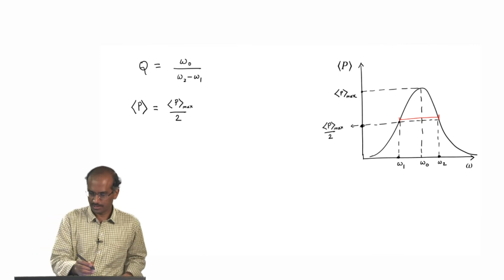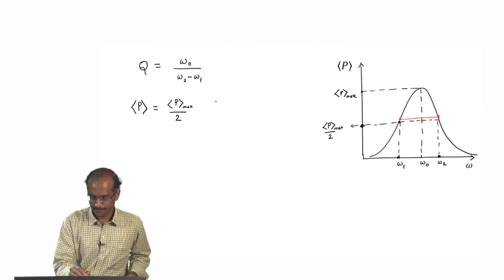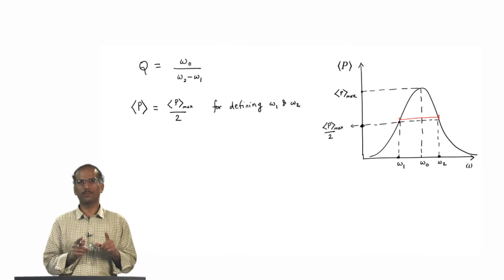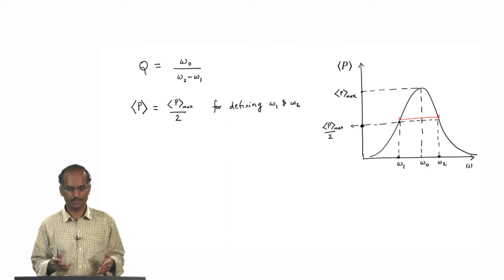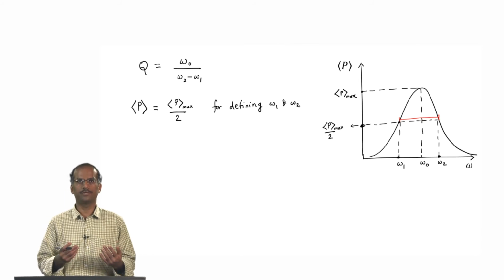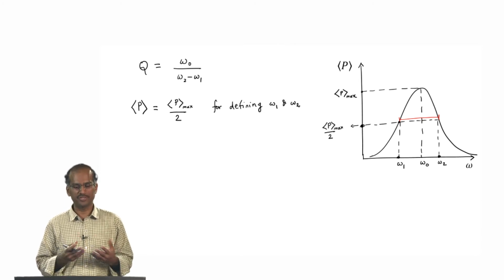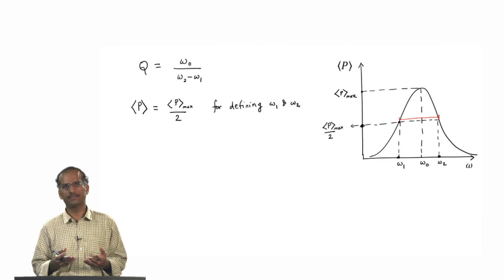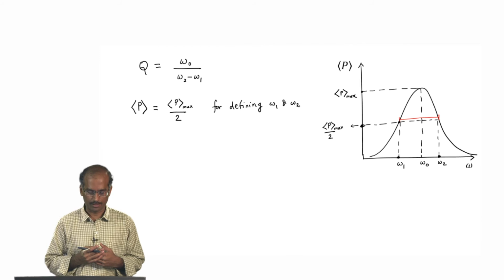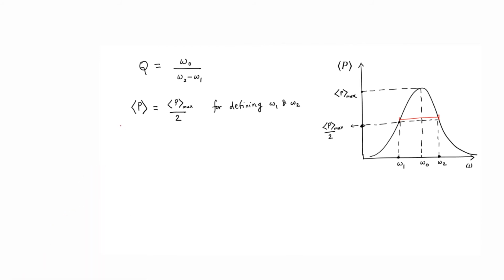So, this is our definition for omega 1 and omega 2. Once you know omega 1 and omega 2, it defines the width, and that would tell us what the Q factor is. All we now need to see is whether this definition of Q factor or Q value coincides with the definition that we already had earlier on. Let us start by implementing this condition.